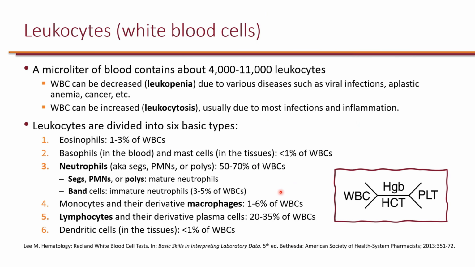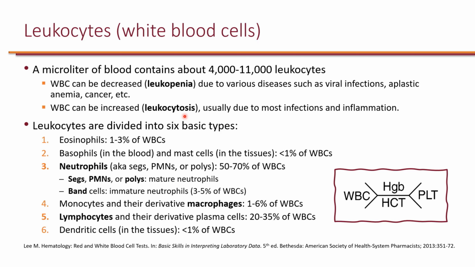Now, when we measure white blood cells in the blood, we typically count how many cells are in a microliter of blood. So, the normal range is anywhere between 4,000 to 11,000 cells per microliter. Now, if somebody has low levels of white blood cells, that's referred to as leukopenia. And of course, the other end is if somebody has too many white blood cells, it's referred to as leukocytosis. And that typically happens when people have an infection.